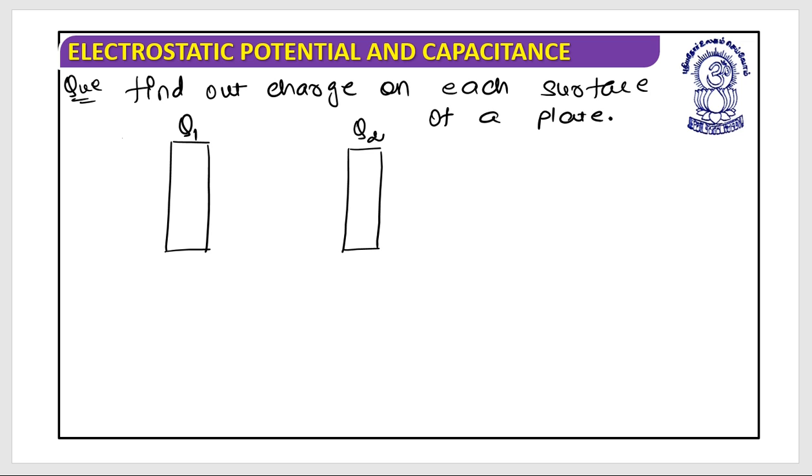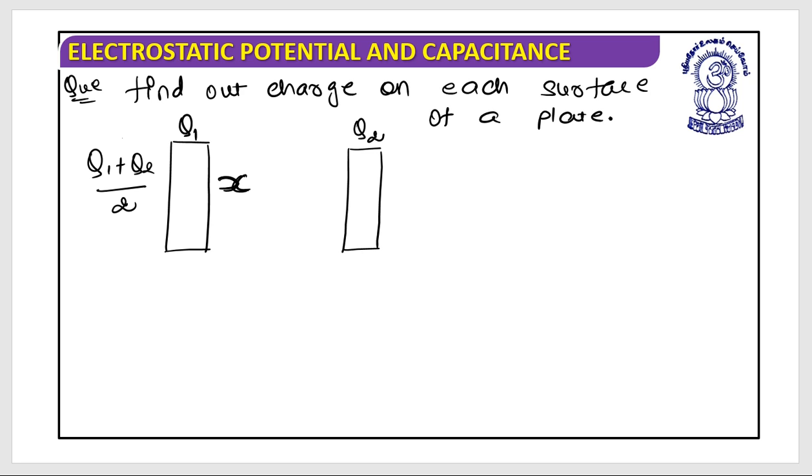For this we have a very good trick, but to follow this trick you must remember that on this side the charge would always be (Q1 plus Q2) by 2. On this side the charge would also always be (Q1 plus Q2) by 2. So the charge on this side, let's write it down at this point of time, is x.